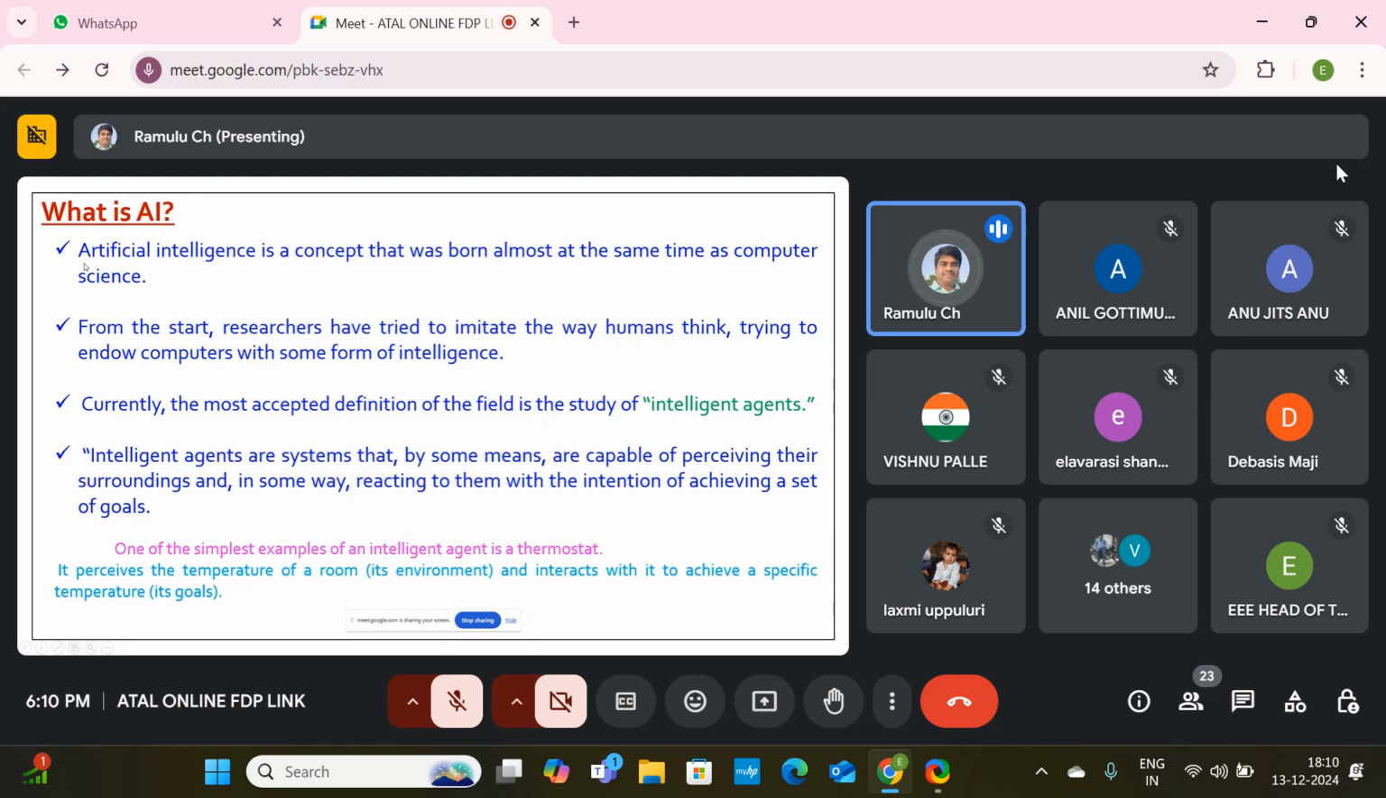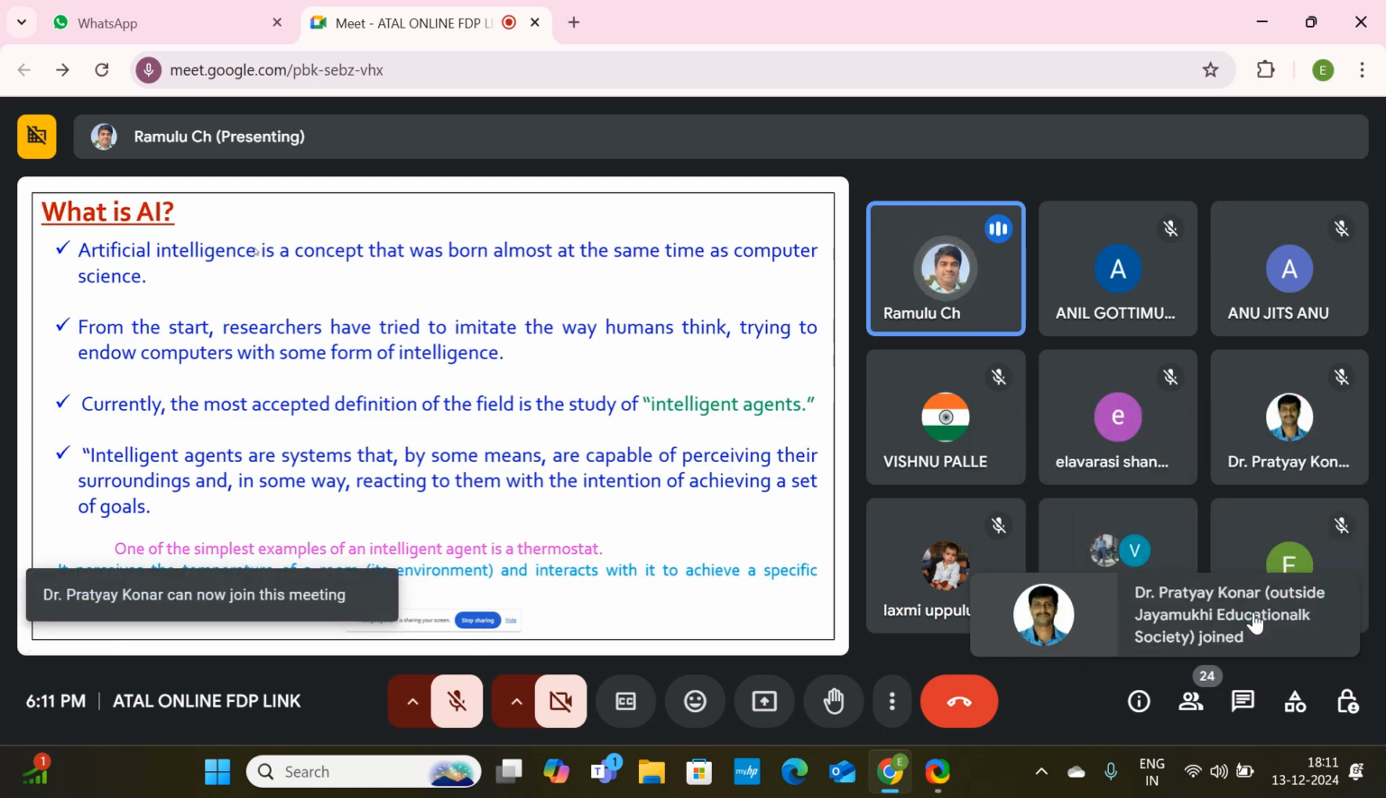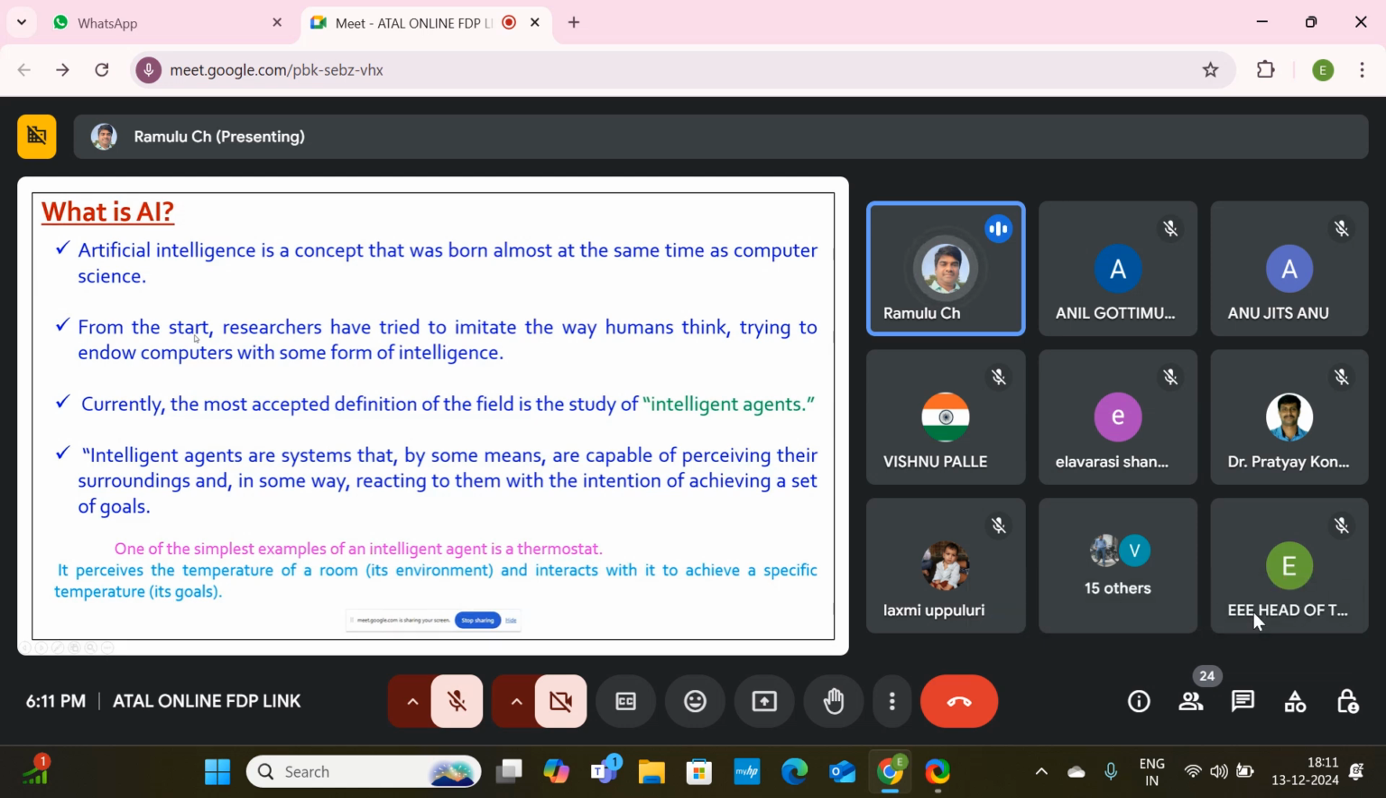When the concept of computer science started, at that time artificial intelligence was there, but the effective utilization of artificial intelligence was not observed. From the beginning of computer science, researchers have tried to imitate the way humans think, trying to endow computers with some form of intelligence. But currently, the most accepted definition, one good definition I gave, is simple.